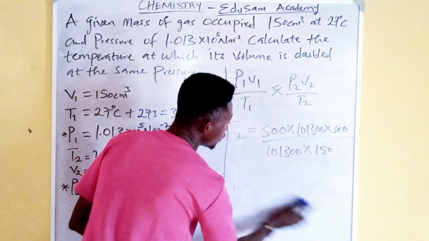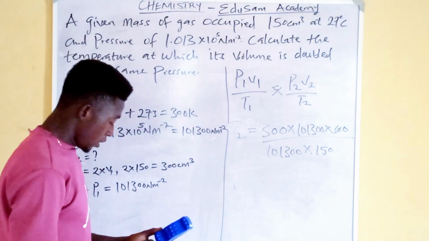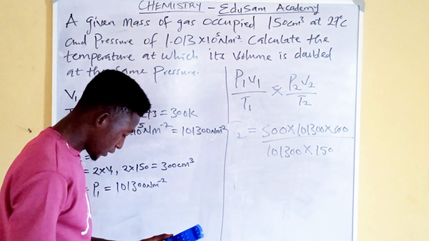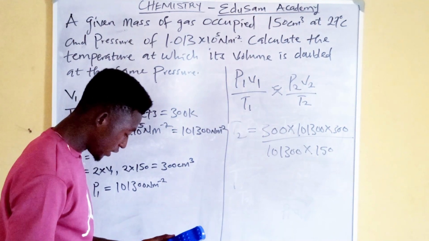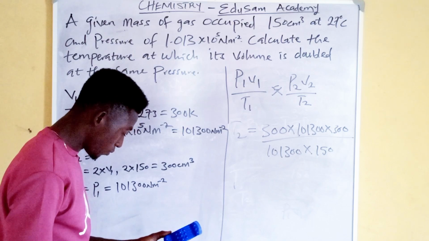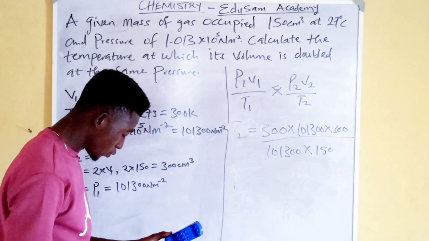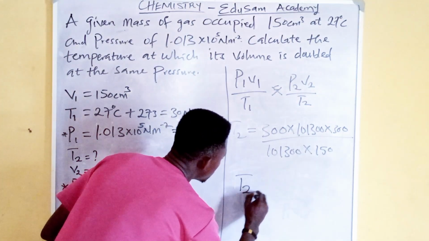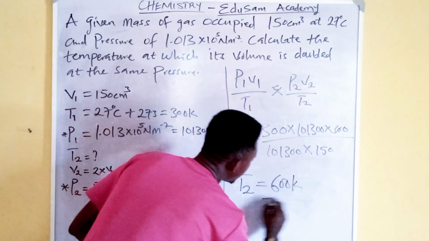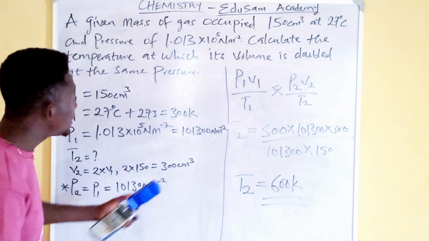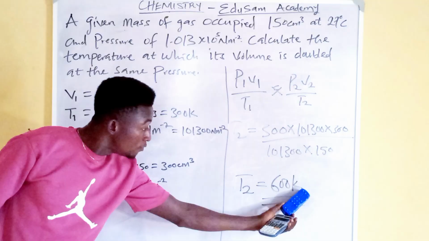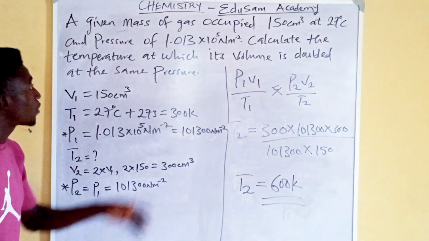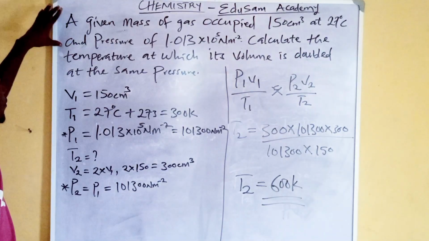All right, so if I calculate this, I have 300 times 101,300 multiplied by 300, divided by 101,300 times 150. That is giving me 600. So my T2 equals 600 Kelvin, which is my final answer. You could see that this gives me the same answer I got by using Charles' law. So these are two different ways you can solve this kind of question whenever you see it.